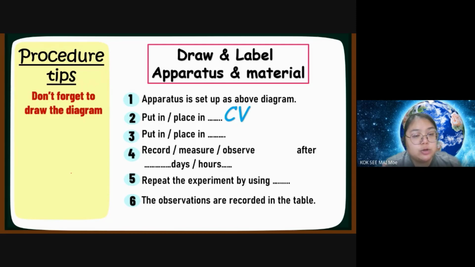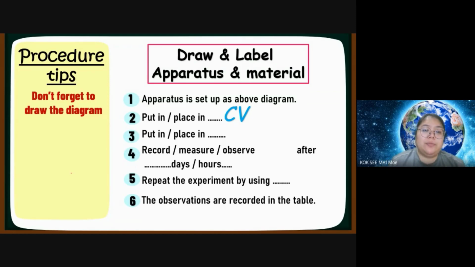Constant variable is what? Nutrient broth, is it? Bacteria, is it? So you must say place in how many nutrient broth. Okay, for example, you say 10 ml. So you must put the volume, is it? Just now I said volume, so you must say how many ml of the nutrient broth, or you say bacteria, you want to put in.